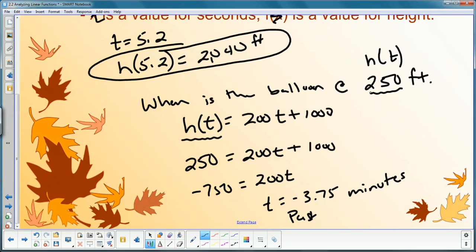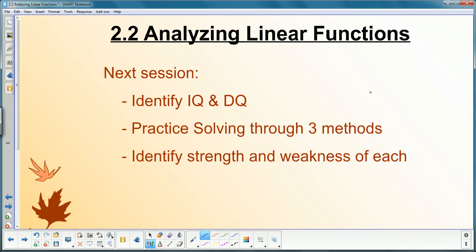Then tomorrow, or next time we see each other, we'll do a similar thing to what we did last session in class. We're going to identify the independent and dependent quantities. We still need to practice that. Then we're going to practice solving through our three methods. And finally, identify the strengths and weaknesses of each.